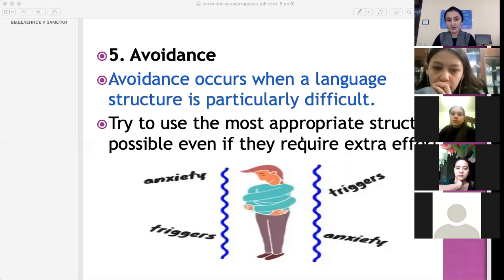So read it, okay, then you will explain it. Avoidance occurs when a language structure is particularly difficult. So try to use the most appropriate structures, possibly even if they require extra effort. So what does it mean?